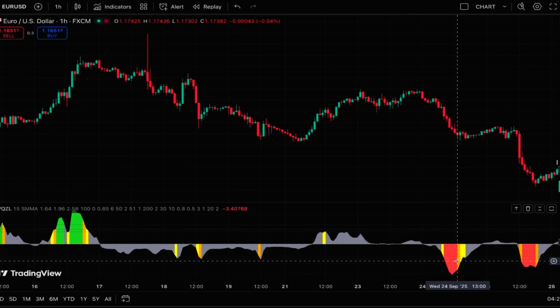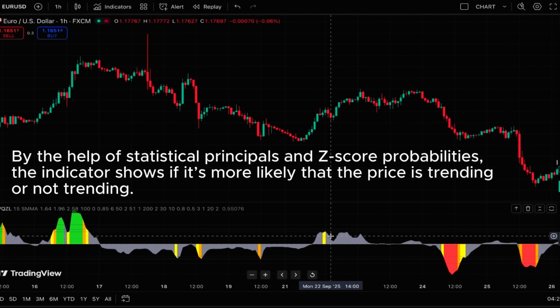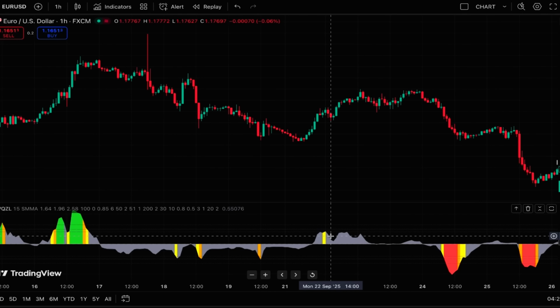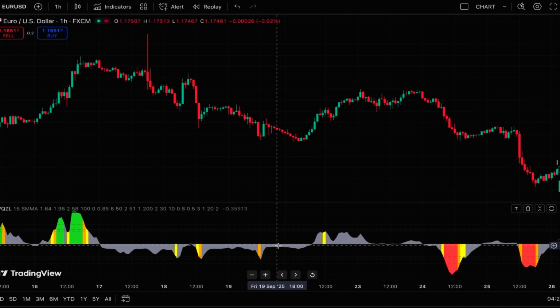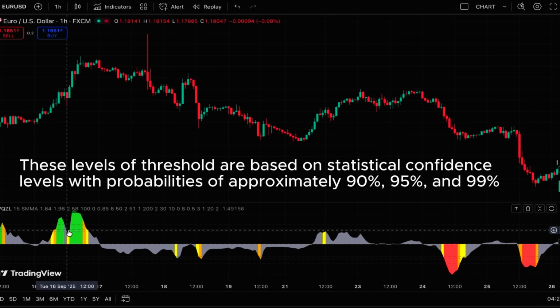And this is exactly what this indicator is showing us. By the help of statistical principles and Z-score probabilities, it helps us to know if it is more likely that the price is trending or not trending and moving flat. There are different thresholds in this indicator, and depending on the levels of the threshold, the histogram will have different colors like gray, yellow, orange, red, or green. And these levels of threshold are also based on statistical confidence levels with probabilities of approximately 90%, 95%, and 99%.